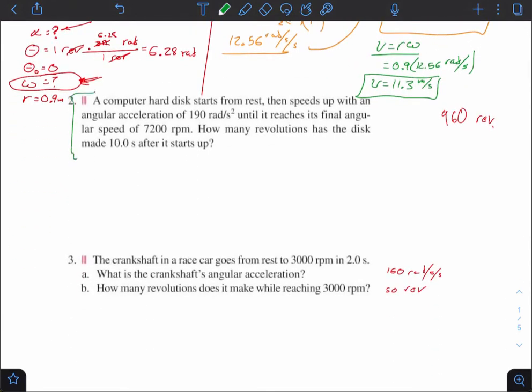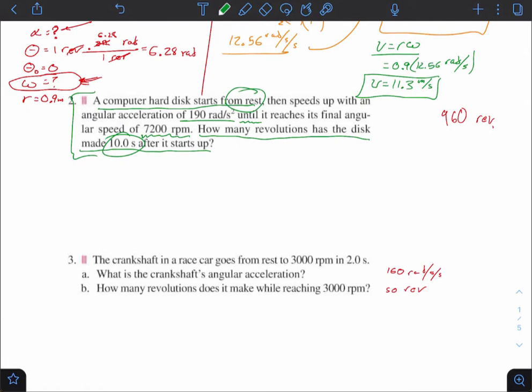This is just glancing at another kinematics problem. So let's read it. Computer hard disk starts from rest, then speeds up with an angular acceleration of this speed until it reaches a final angular speed of this. And then they ask how many revolutions has the disk made in 10 total seconds after it starts up. So this is a two-phase question. You always have to be on the lookout for these.